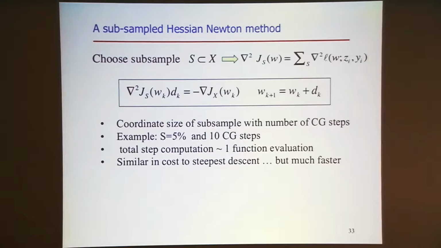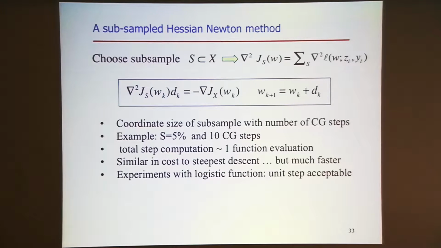Therefore, the cost of this Newton-like iteration is going to be pretty much the same as the cost of a steepest descent step. More precisely, it's going to be about twice as much as a steepest descent step. But the properties are going to be totally different. This method is going to have Newton-like properties.